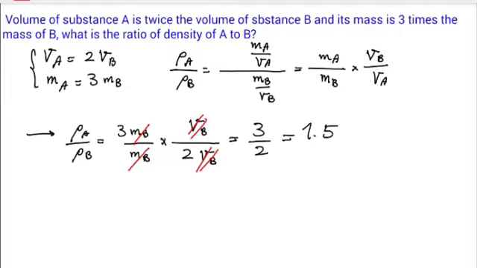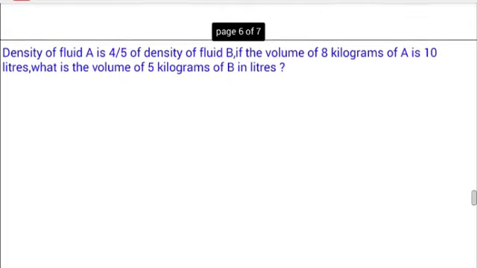Okay, next question. Density of fluid A is 4/5 of density of fluid B. If the volume of 8 kilograms of A is 10 liters, what is the volume of 5 kilograms of B in liters? Okay, for answering this question, we make two brackets again, one for A, one for B. Okay, rho of A is 4/5 of rho of B.